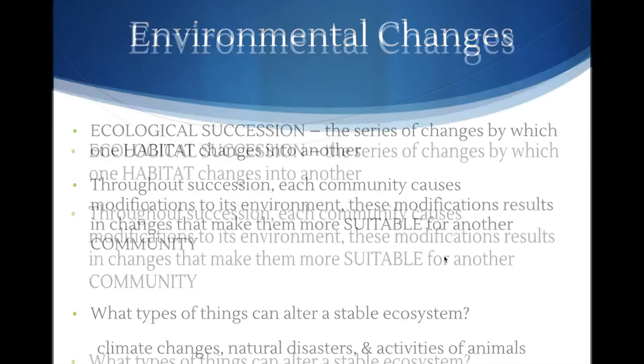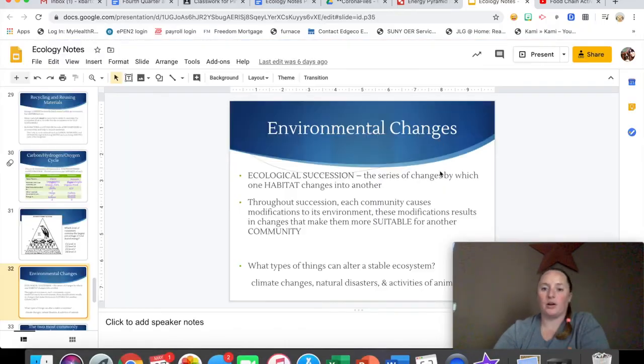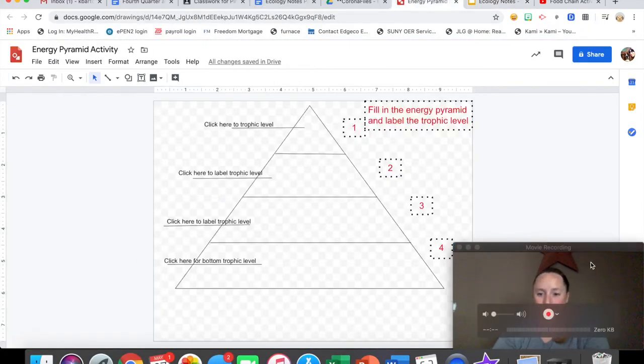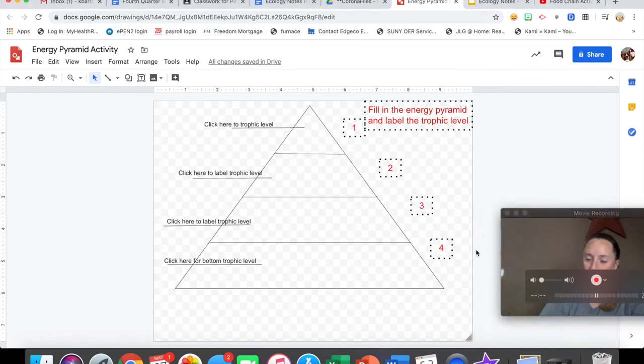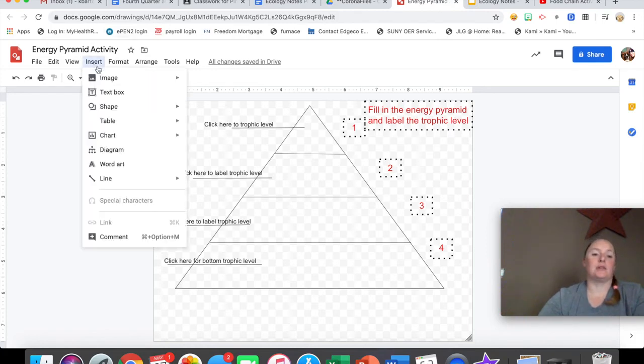Okay, so on your assignment today, you are going to find this diagram. I'm going to scooch myself over here a little bit more. So in this diagram, it's going to be similar to what you did for the food chain web that you did last time. You're going to use that insert image feature.